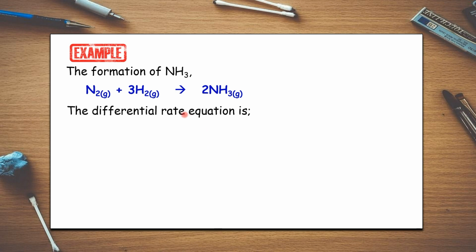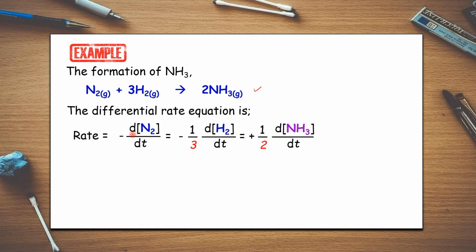For example, the formation of ammonia. Nitrogen gas reacts with 3 moles of hydrogen gas to produce 2 moles of ammonia. So the differential rate equation is: rate equals negative d concentration of N2 over dt, is equal to negative 1 over 3, because the coefficient for hydrogen is 3, d concentration of H2 over dt. Remember, the negative sign is because the concentration of reactant decreases with time. This is equal to positive 1/2, because the coefficient of ammonia is 2, d concentration of NH3 over dt. The positive sign is because the concentration of ammonia will increase with time.